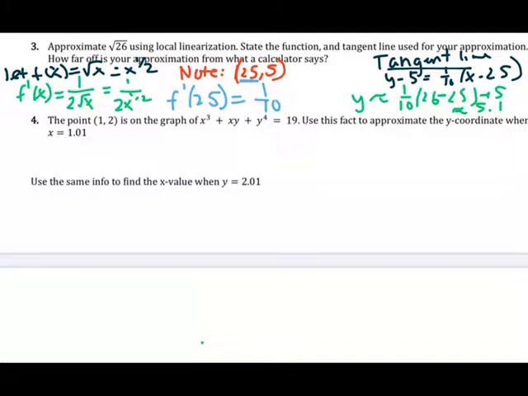Go ahead and pause the video and see if you can work through this last example, example number 4, on your own, and then unpause it and see how you did.